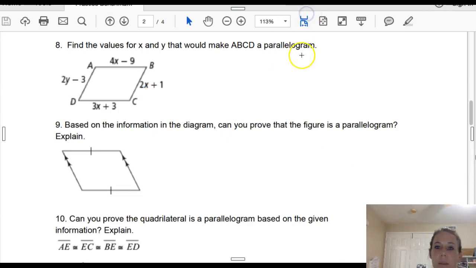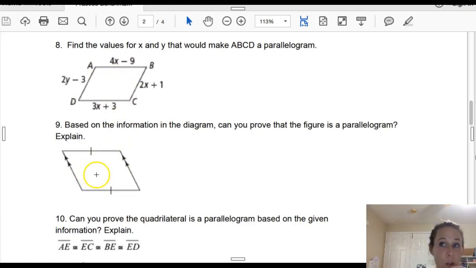All right, on to number 9. Based on the information in the diagram, can you prove that this figure is a parallelogram? Explain. So we have several things that we can do to prove that a figure is a parallelogram. One is both sets of opposite sides are congruent. So this is congruent and these are congruent. That's what we just used here, but we don't have that.